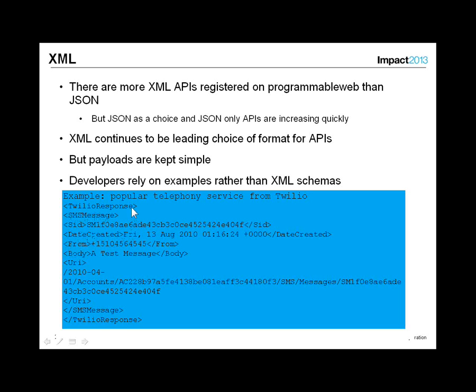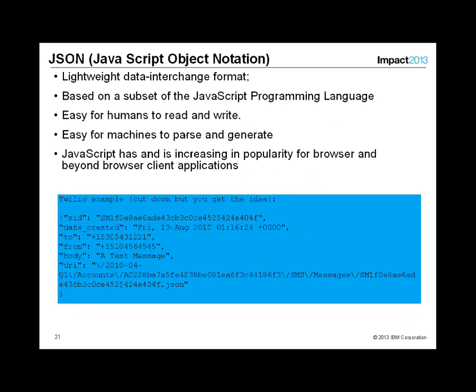So developers basically rely on examples, as I just showed you, on the Expedia affiliate network developer program. They're really not looking at XML schemas. They're looking at examples that they can quickly use and get up and running with. JSON again is a popular interchange format. It is based on the JavaScript programming language. It's easy for humans to read and write.